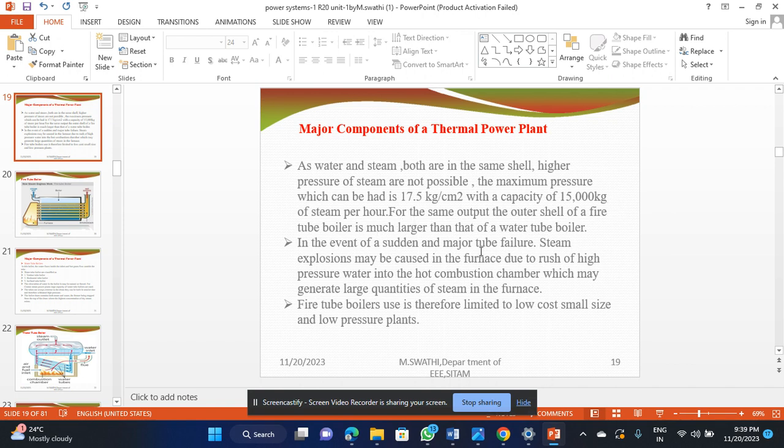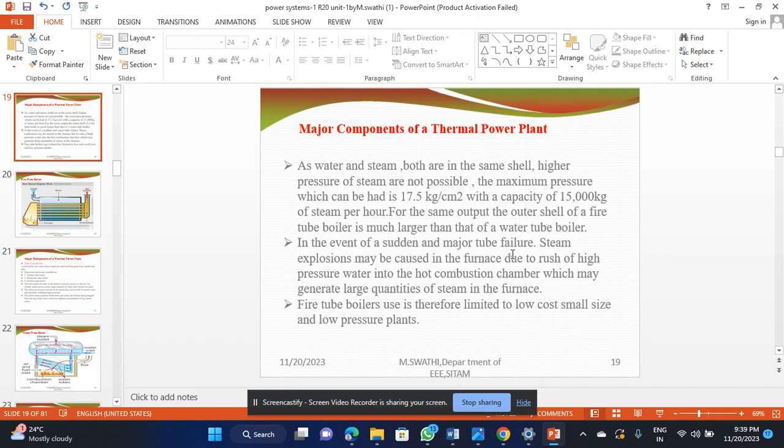For the same output, the outer shell of the fire tube boiler is much larger than that of a water tube boiler. If we want the same capacity, with a pressure range of 17.5 kg per centimeter square, the outer shell of the fire tube boiler is much larger than that of the water tube boiler.